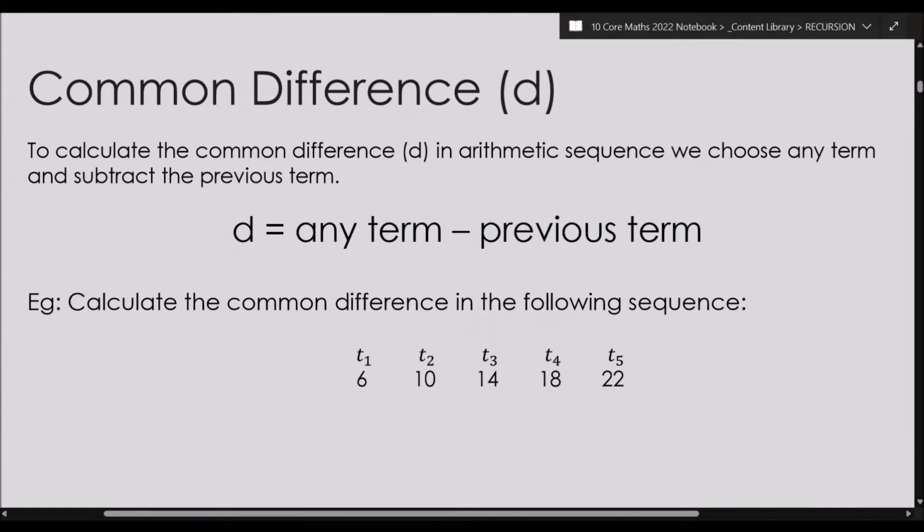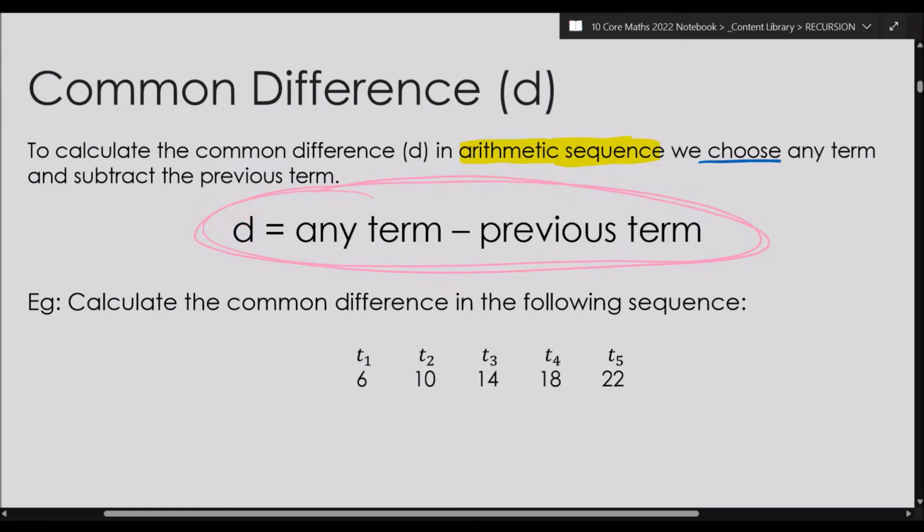So to calculate your common difference in an arithmetic sequence, remember with an arithmetic sequence, it's going up and down by the same amount, adding and subtracting by the same amount, and the common difference relates to the arithmetic sequence. With other sequences, there are different types of differences, but for now, let's just focus on common difference and arithmetic sequences. So how do we calculate it from an arithmetic sequence? We do this by choosing any term and then subtracting the previous term. Here is the formula for it. If you want, please make sure to highlight it.